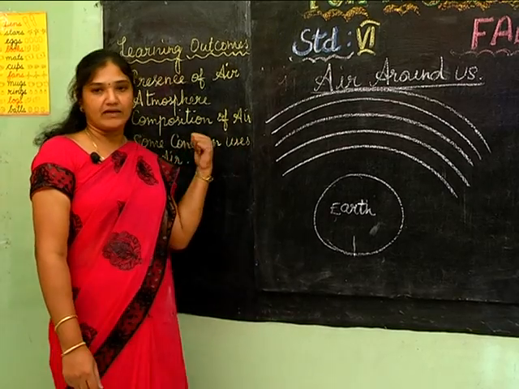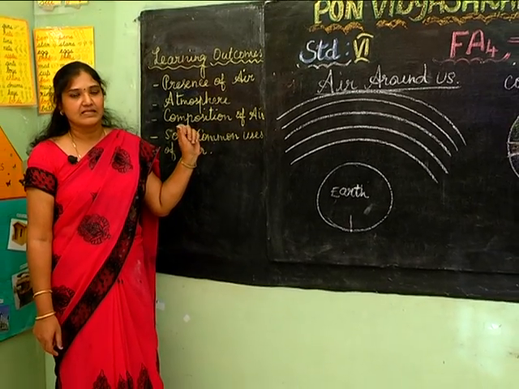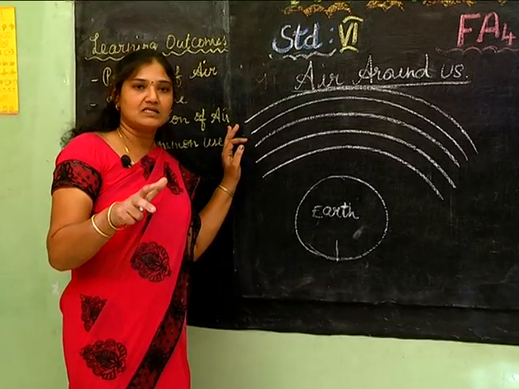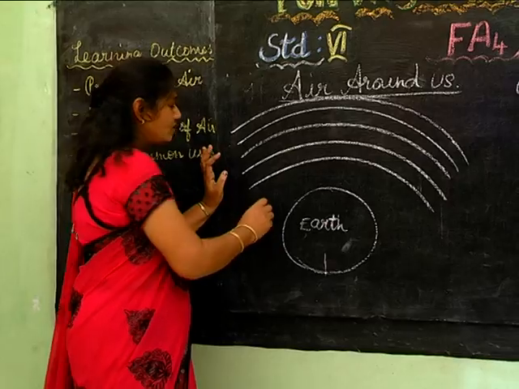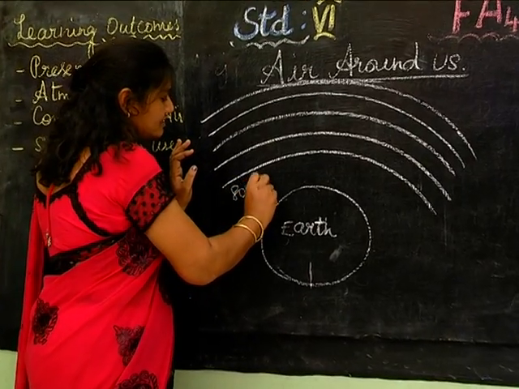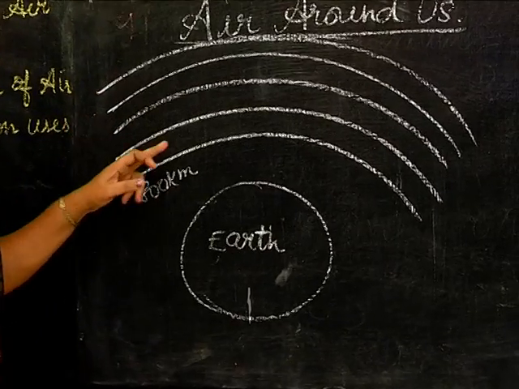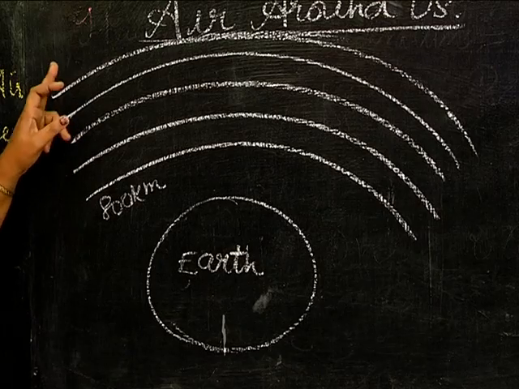Where does this air come from? Yes, it is from the atmosphere. What is the atmosphere? The atmosphere is nothing but the huge blanket of air above the Earth's surface, about 800 kilometers above the surface of Earth. It has several layers, namely troposphere, stratosphere, mesosphere, thermosphere and exosphere.